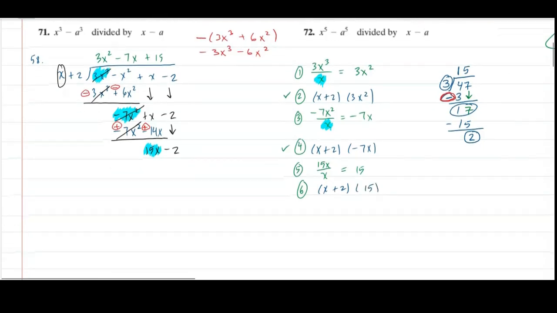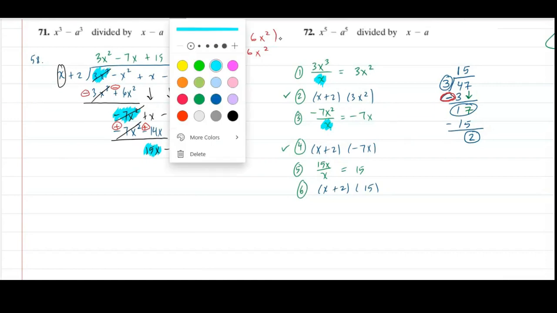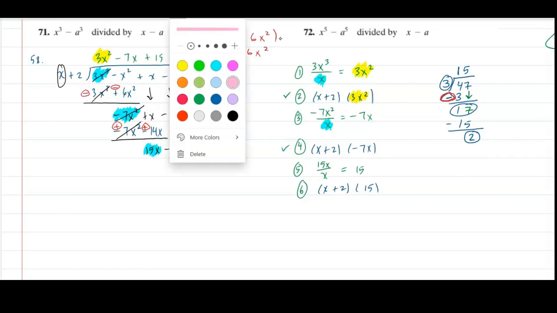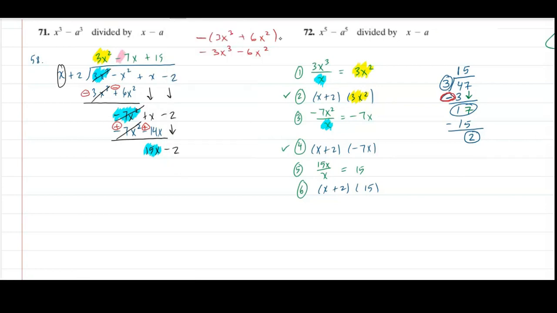So notice where these things are showing up. I'll just highlight this for you. So 3x squared, and you multiplied it by 3x squared. Where did you get that 3x squared? You got it from the top, right? Running out of colors here, but negative 7x, where did you get that negative 7x from? Right over here. Where does it show up? You multiply it to x plus 2, right?